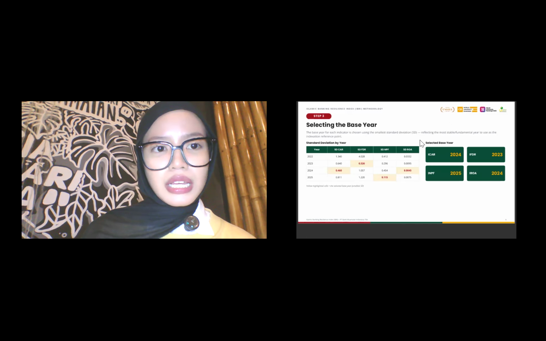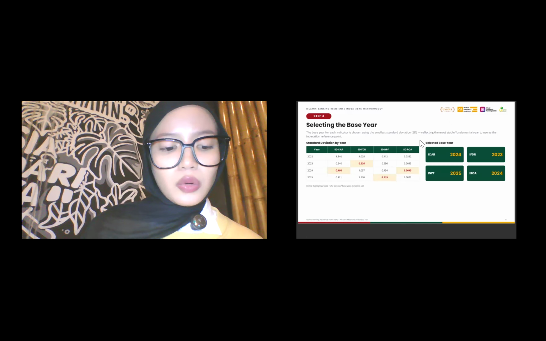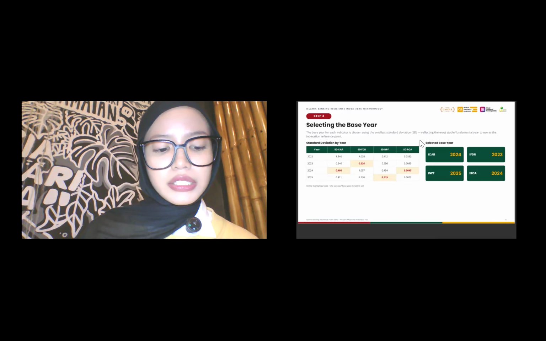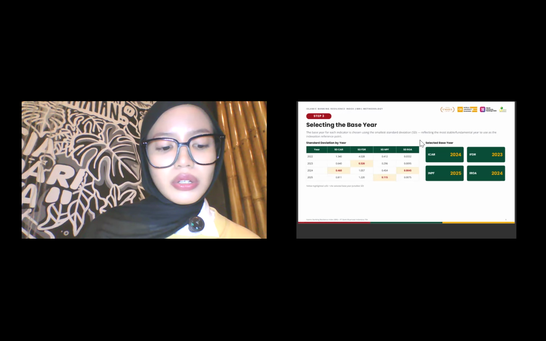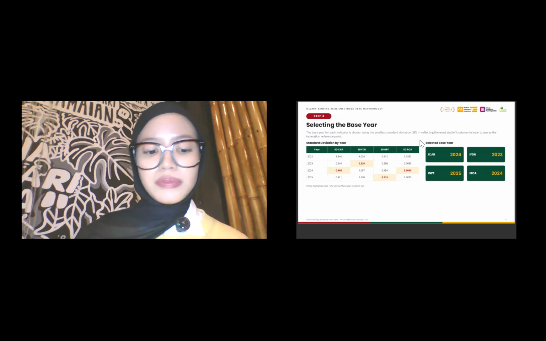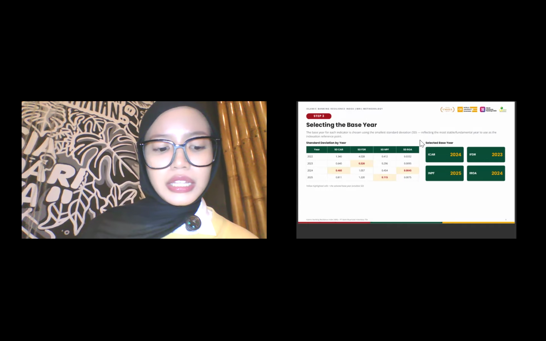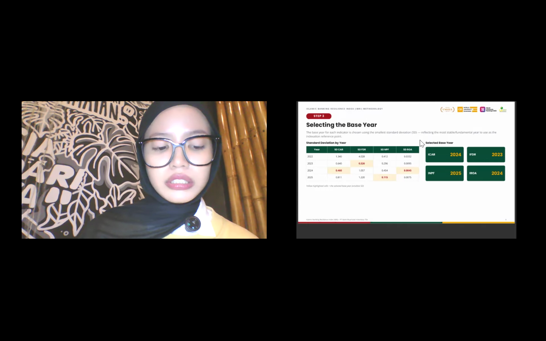Next, selecting the base year. We select the base year for each indicator. The base year is chosen based on the smallest standard deviation because it represents the most stable condition. As shown in the table, CR used 2024, FDR used 2023, NPF used 2025, ROA used 2024.